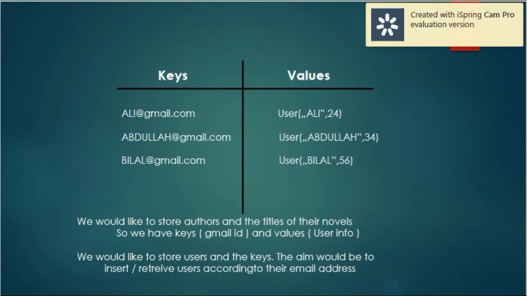So, why is it good to use these data types? Let's consider the situation where we would like to store a Gmail ID and user's info. We have the keys as Gmail ID and values as user info. We would like to store key value pairs in an efficient manner, so the aim would be to insert or retrieve users according to their email addresses. We have email addresses as keys and the user info, for example, username and age, as the values.